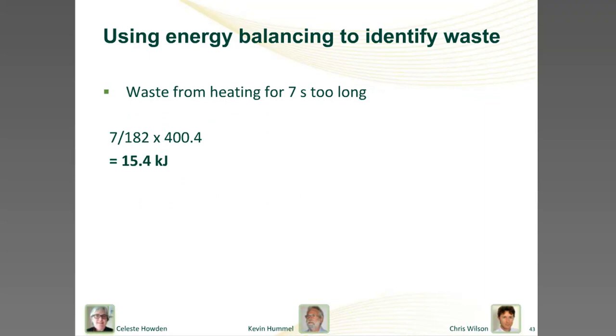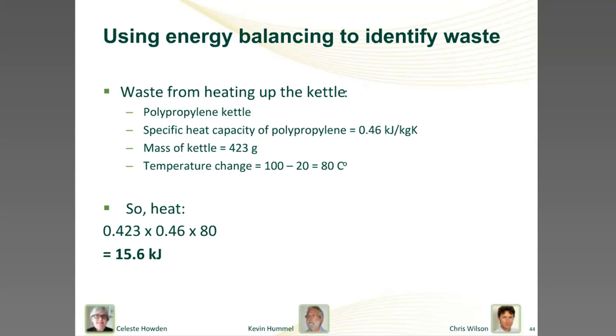Just to keep this simple so we don't have too many eyes glazing over, let's assume I did want to boil 1 litre of water, and no significant amount of steam was raised. The waste due to boiling for 7 seconds too long, remember it took 7 seconds after it reached boiling before it turned off, is a simple proportion: 7 divided by the total of 182 seconds it was turned on for. So 7 over 180 seconds, times 400.4, is 15.4 kilojoules.